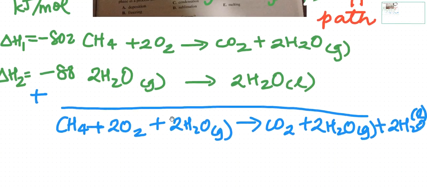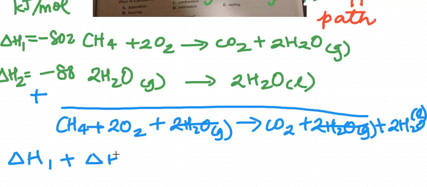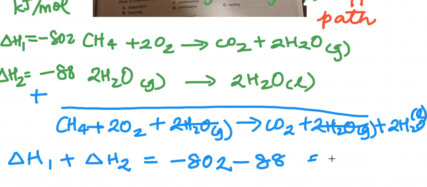Now, there's 2H2O gas on either side. I'm going to cancel it. And so that leaves me with the reaction that was required in the first place. When you can add two reactions to get a third reaction, you can do the same thing with the enthalpy. So the enthalpy is delta H1 plus delta H2 is your new enthalpy, which is just negative 802 plus negative 88 kilojoules, which is negative 890 kilojoules per mole. Hope that makes sense.